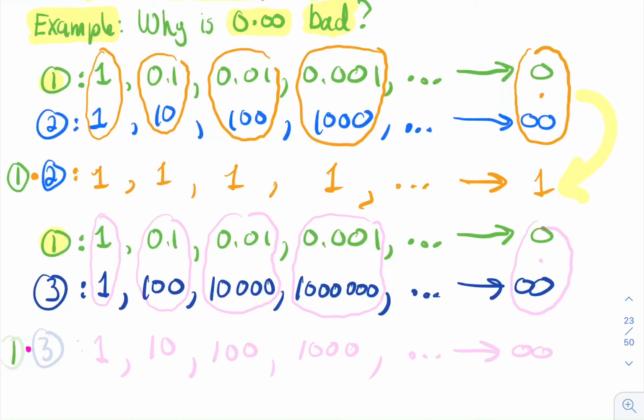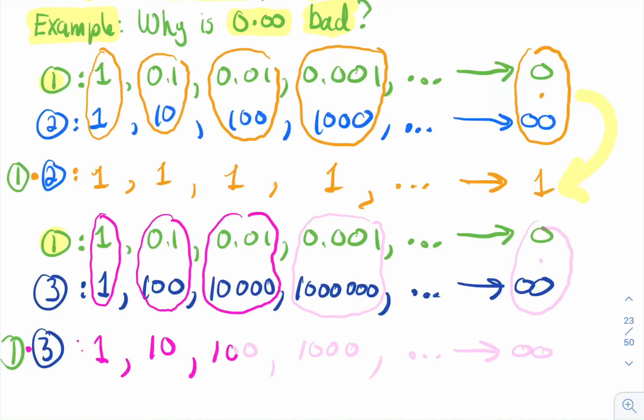So now what happens if you multiply the first sequence times the third? Well, 1 times 1 will just be 1. But now 0.1 times 100 is going to give you 10. 0.01 times 10,000 is going to be 100. And 0.001 times 1,000,000 is going to be 1,000. So you see the pattern here. These numbers, where are they going? Well, they're going to infinity. So this product here is now going to infinity. So this 0 times infinity blows up to infinity.